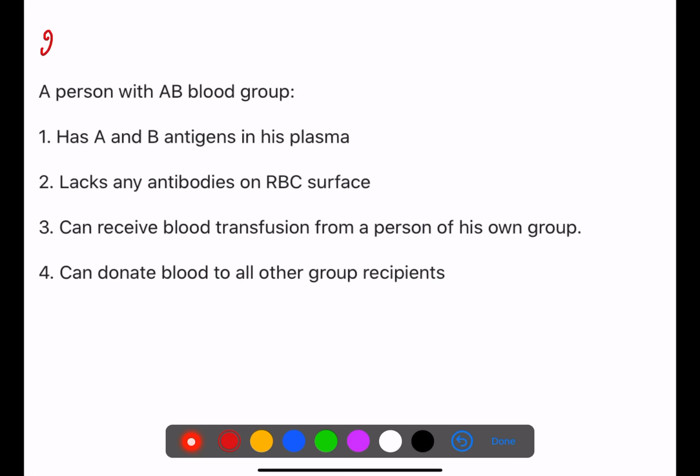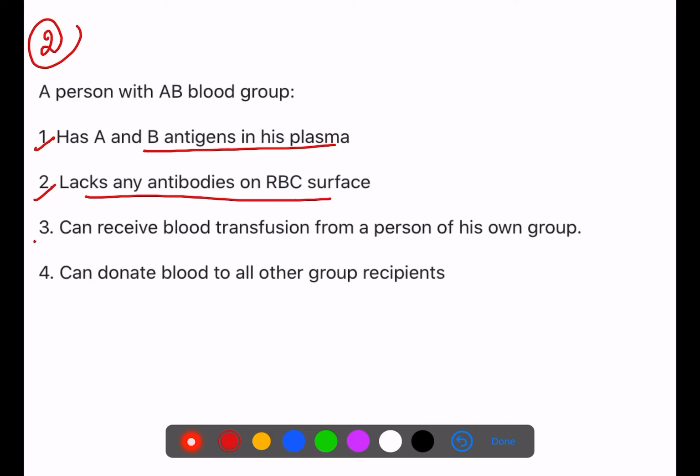The second question is: a person with AB blood group, what will it have on its RBC? Has A and B antigen in its plasma, lacks any antibodies on RBC surface, can receive blood transfusion from a person of his own group, can donate blood to all other group recipients, right? This is the easiest for you.